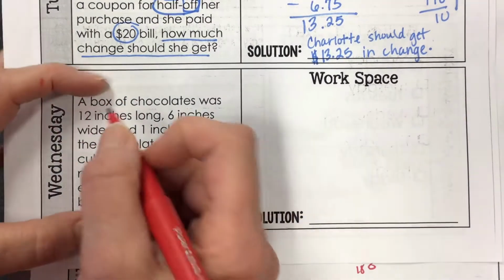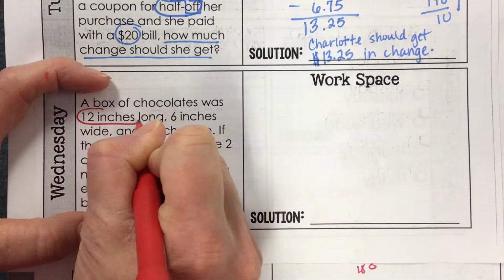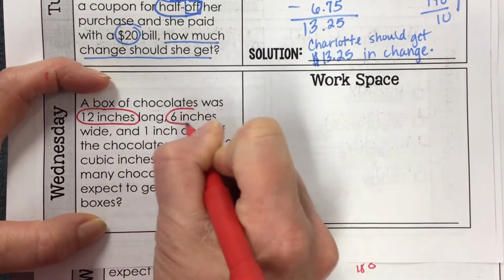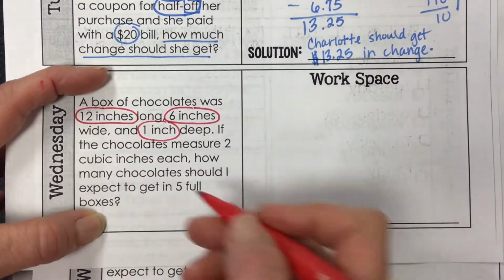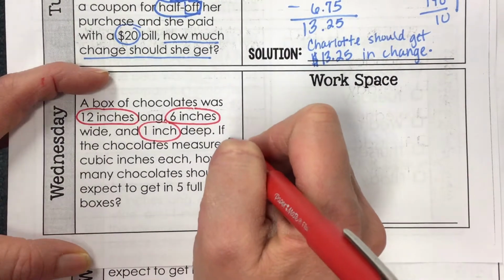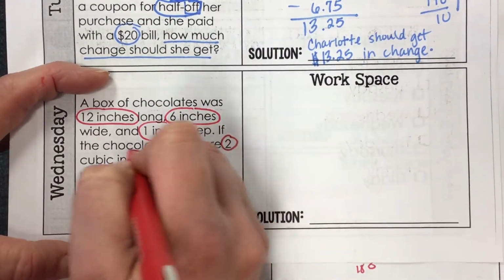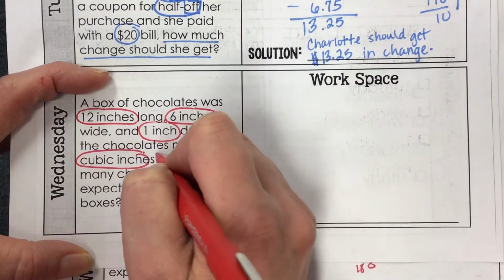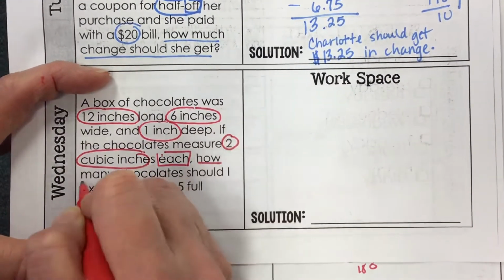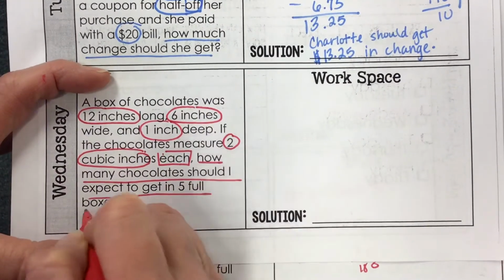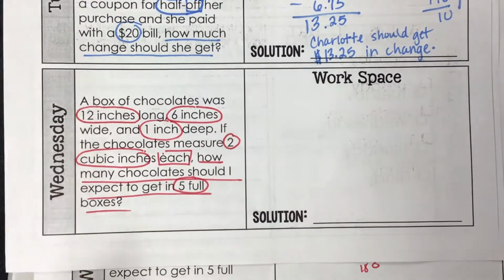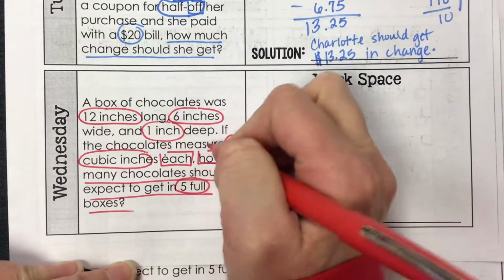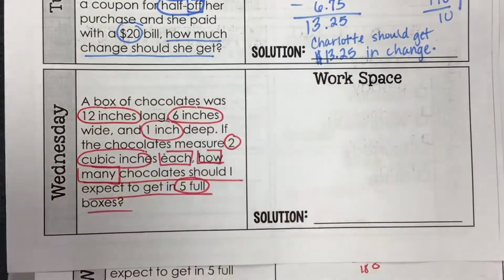A box of chocolates was 12 inches long, 6 inches wide, and 1 inch deep. If the chocolate measures 2 cubic inches each, how many chocolates should I expect to get in 5 full boxes? Okay, so we just kind of need to visualize.